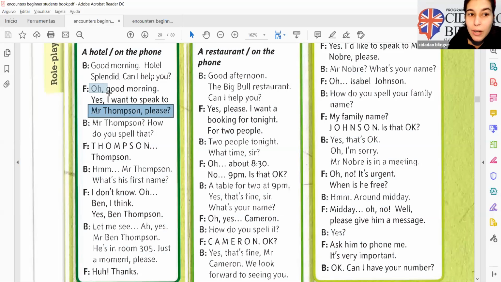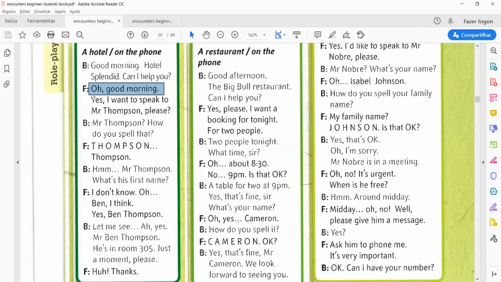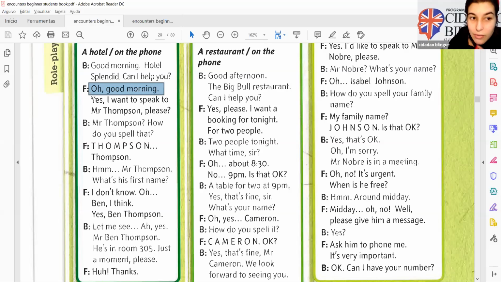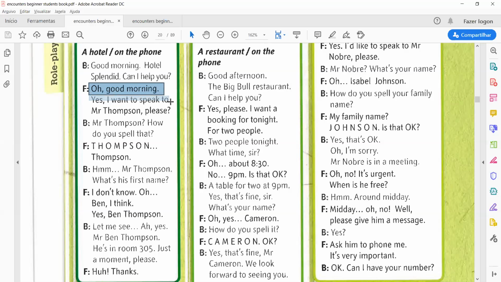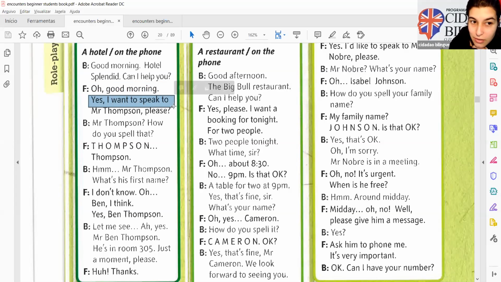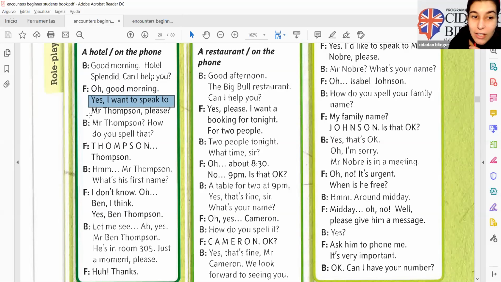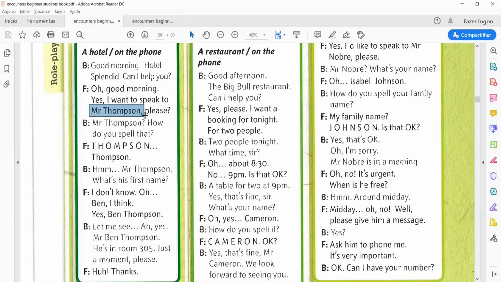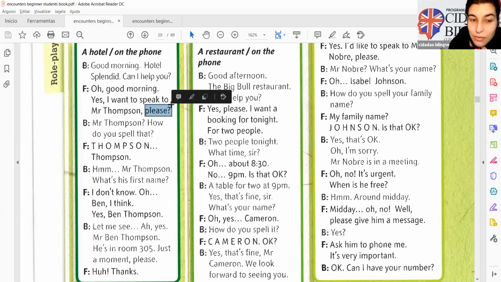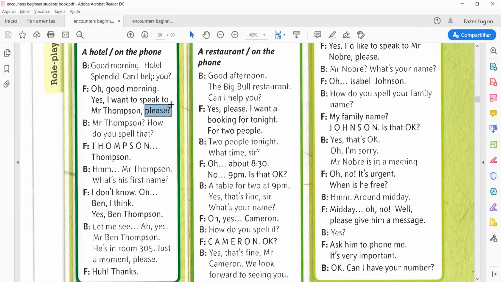Just repeat, Deborah. Oh, good morning. Bom dia. Repeat in English, please. Oh, good morning. Yes, I want to speak. Tá certo? Yes, very good. To Mr. Thompson. Thompson. Please. Very good. Mr. Thompson.